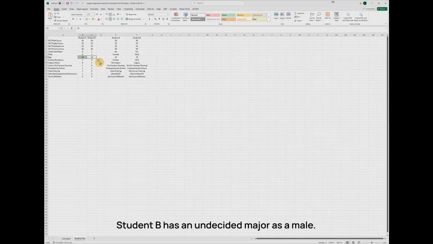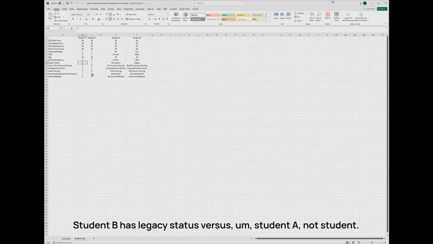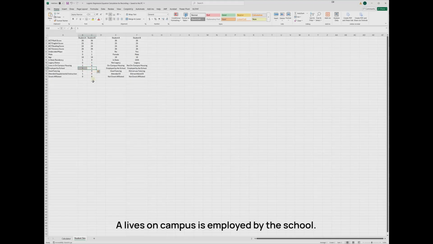Student B has an undecided major, is a male. They're both age 18. Student B is out of state versus in state. Legacy status, student B has legacy status versus student A not. Student A lives on campus, is employed by the school. Both are employed by the school. Student A used tutoring, student B did not. Student A attended supplemental instruction, and student B did not. And then neither are Greek affiliated.